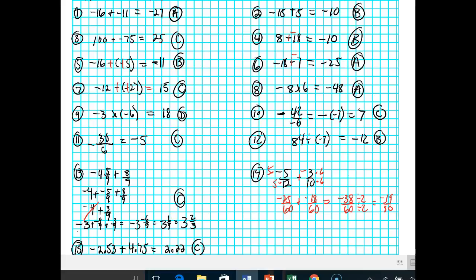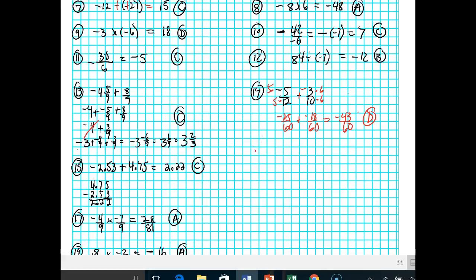And so looking at 14, did I mess up? I did mess up, sorry, this is not 38. My fault, erase all that. That's 43, so negative 43 over 60. And that's your answer, D. My fault, guys.